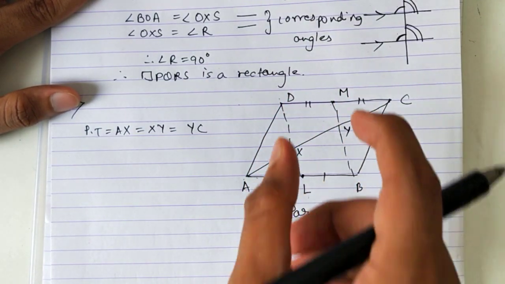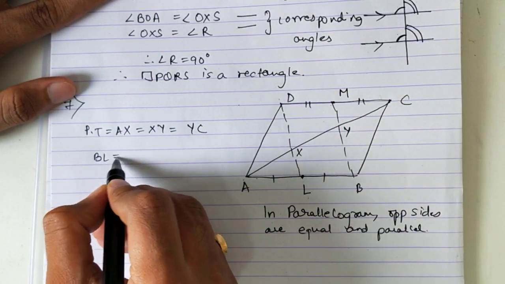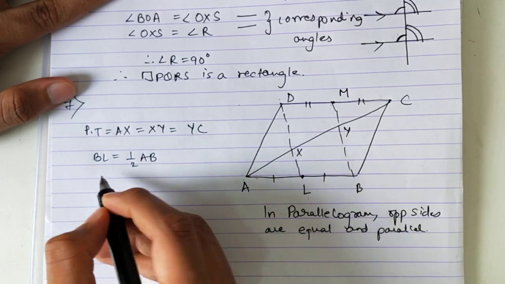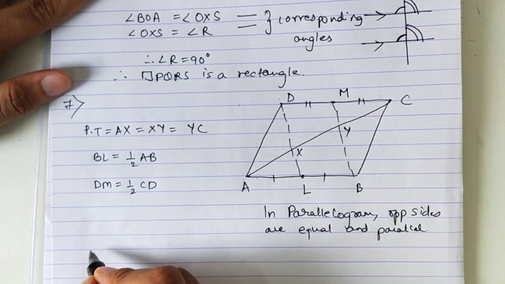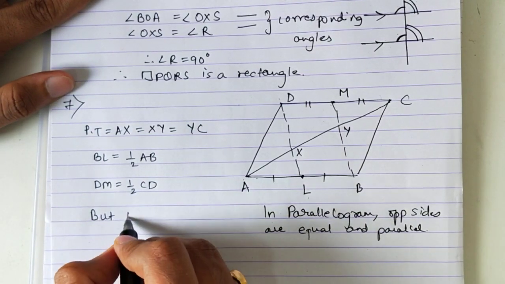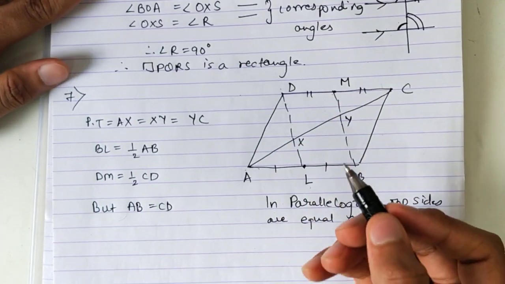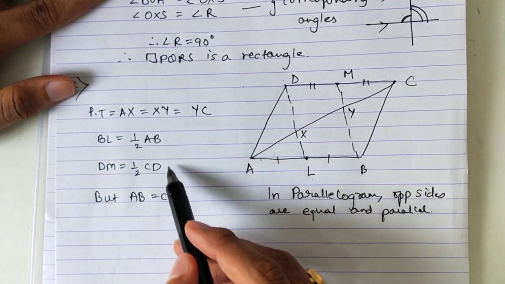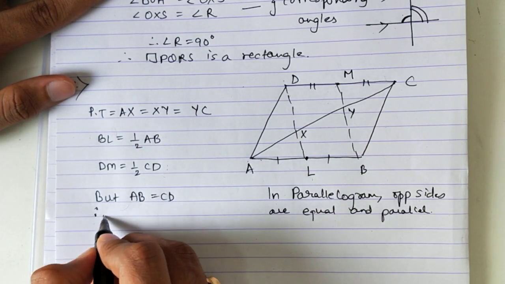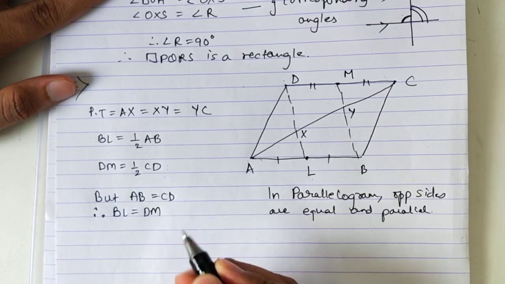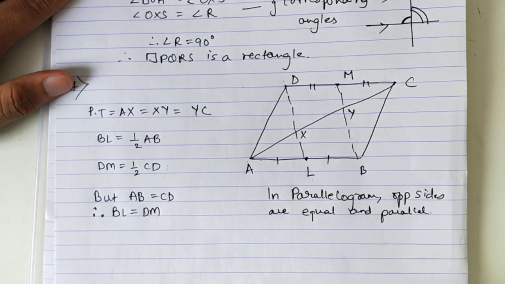Are BL and DM equal? So how to write that? See, BL is half of AB and DM is half of DC. But AB is equal to DC. So if AB and DC are equal, or CD you can say, then BL and DM are also equal. Therefore, BL is equal to DM. We got this as equal.